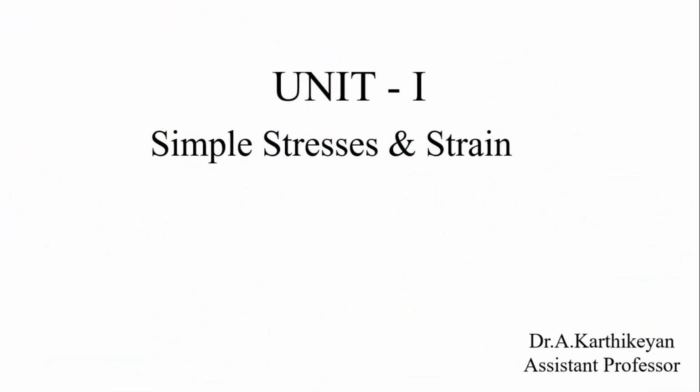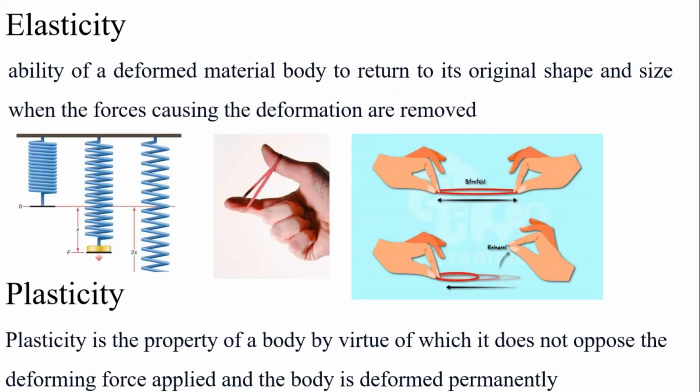So now let us discuss basic things. What is meant by elasticity? Elasticity is nothing but the ability of a deformed material body to return to its original shape and size when the forces causing the deformations are removed. Elasticity is one of the properties of the material to return to its original position, I mean the shape of the material returns to its original position after removing the external forces.